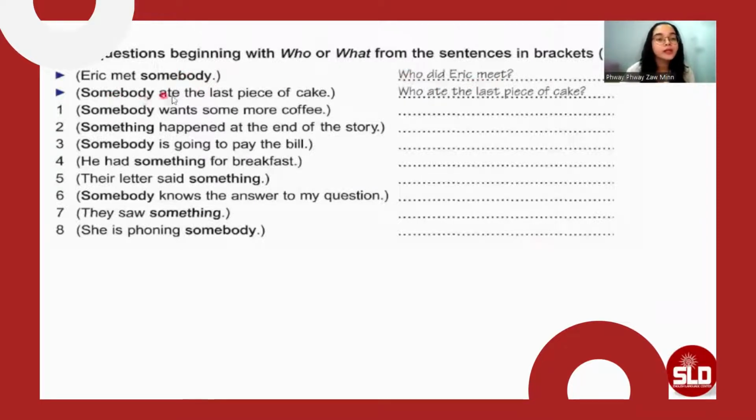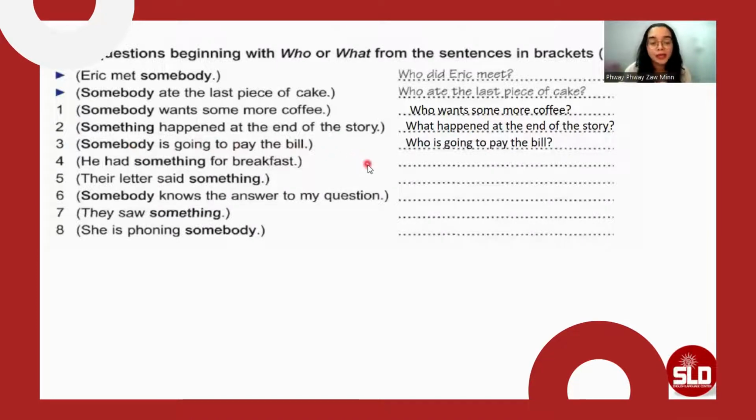What about here? Somebody ate the last piece of cake. Somebody is the subject. The question word we will use is who. Who ate the last piece of cake? For number one, subject question, we will say who wants some more coffee? Number two also, subject question, but it is a thing. So the question is, what happened at the end of the story? And then number three, who is going to pay the bill?